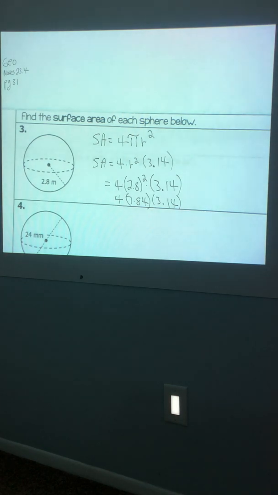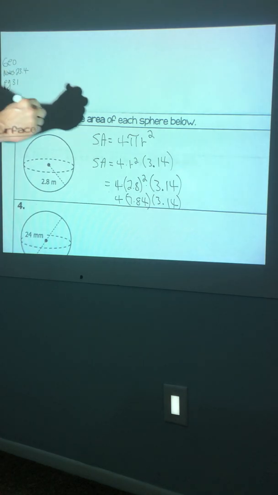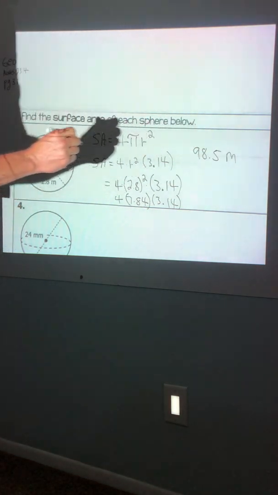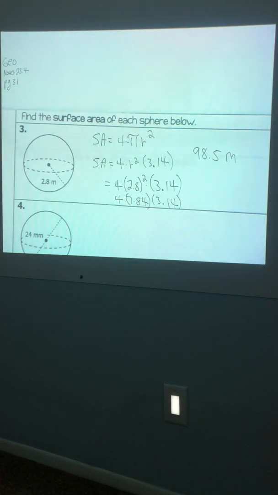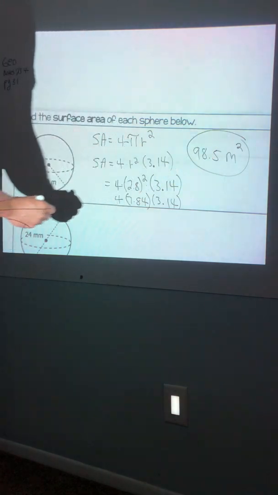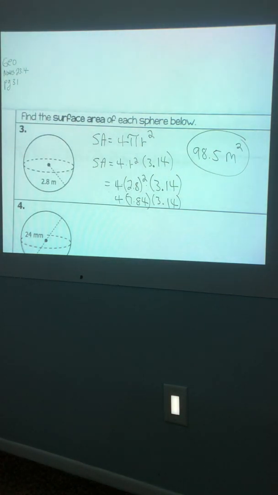Then here we go: 7.84 times that 4 times your great old pi, and I'm going to get an answer of 98.5 meters. Now I've got to slow down. I almost put cubed because I saw a 3D ball there, a sphere, but it was surface area, so you put squared. The meter squared tells you that you're finding the area. What are you doing? You're spray painting that. Why? Because you're bored, just stuck in your house.